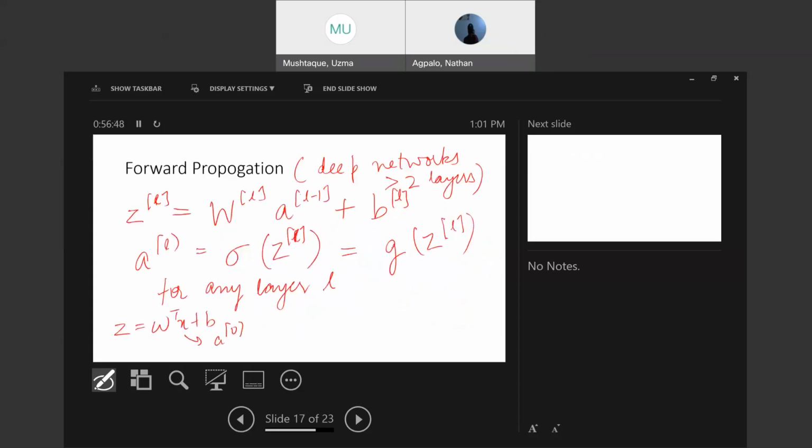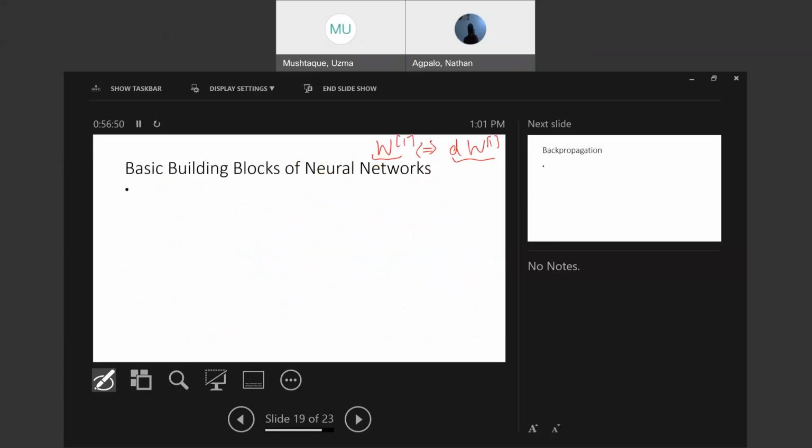Okay, so let's try and understand the same thing using two different nodes. How do we propagate using two different nodes?